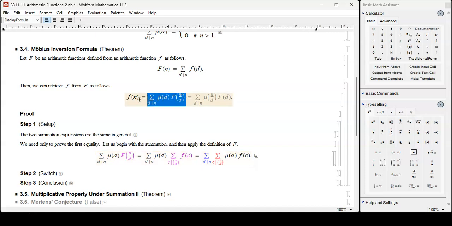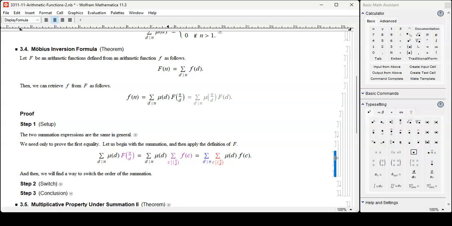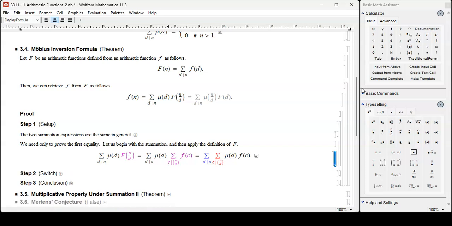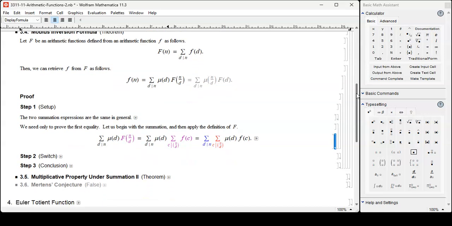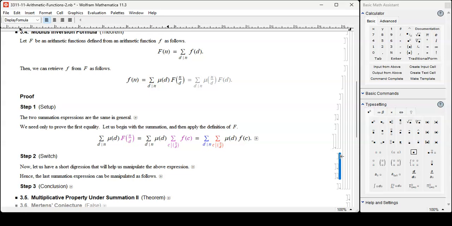Eventually, we have to prove this is equal to f of n. And the key technique, the key step, is to switch the order of these two summations. We'll find a way to switch the order. How are we going to do that? Well, that's step 2. All right, let's move on to step 2.